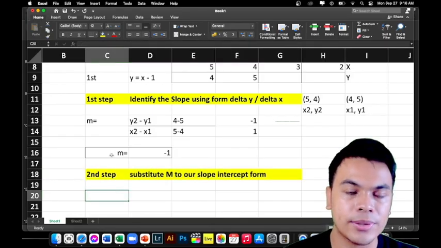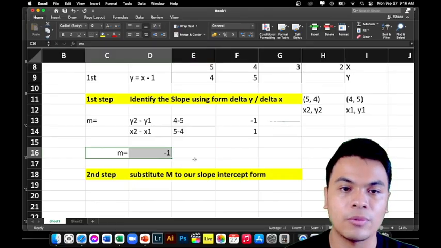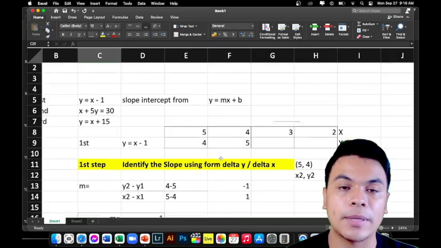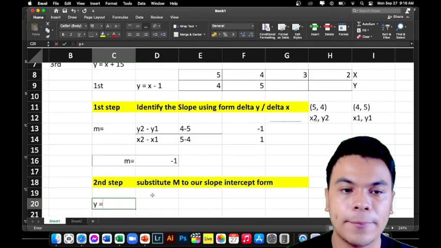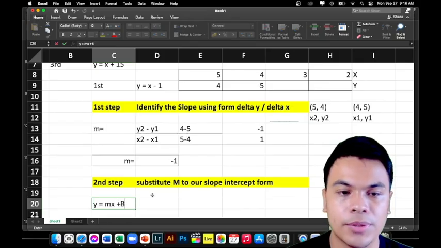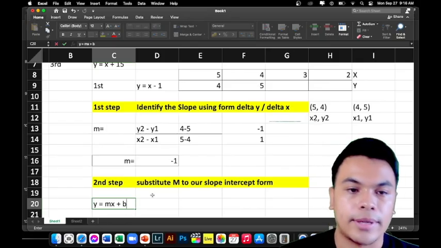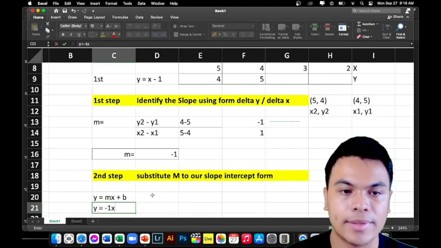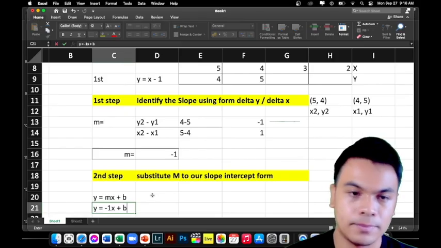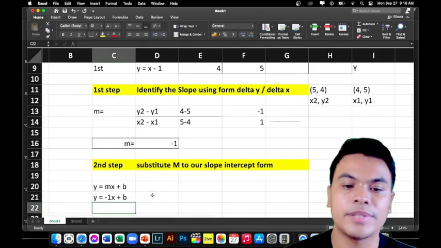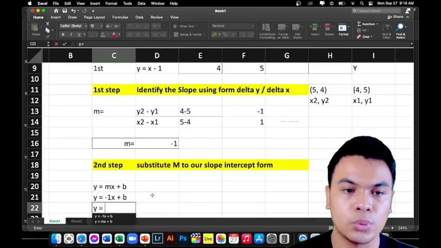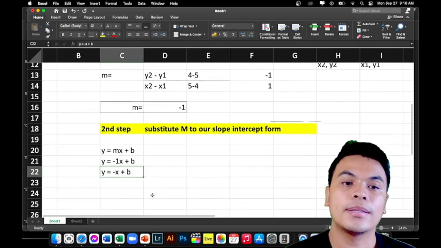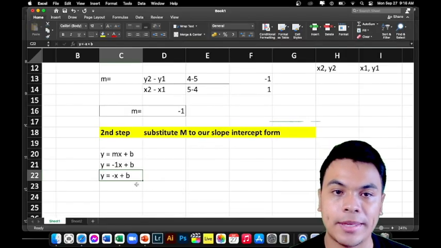So our m, again, is ito. Remember, m is -1. And our slope-intercept form is y is equal to mx plus b. Okay? So, y is equal to mx plus b. Ayan. Let's substitute. That is now y is equal to -1 x plus b. Or simply, y is equal to -x plus b.